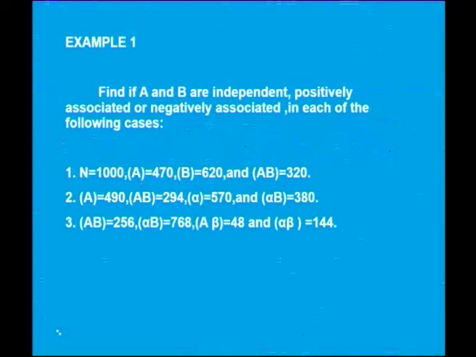So, going ahead with the first example, find if A and B are independent or positively associated or negatively associated in each of the following cases. The values are given. To check A and B are independent, we have to prove delta is equal to 0. To check whether A and B are positively associated, we have to find whether delta is greater than 0. Similarly, for checking negative association of A and B, we have to check whether delta is less than 0.